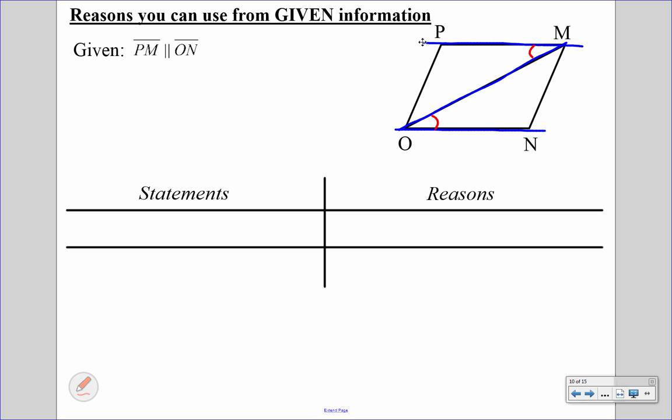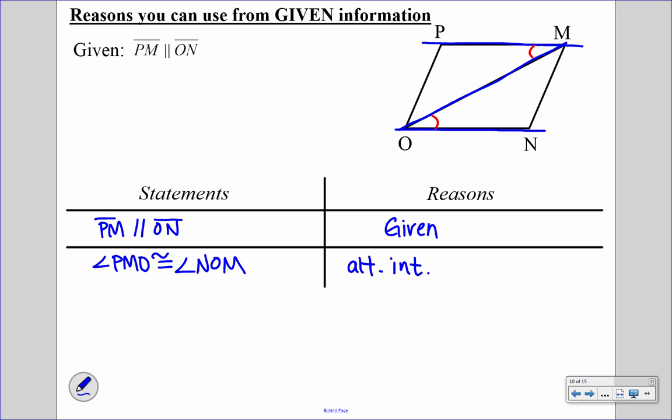So let's write this given statement down. PM is parallel with ON, and that's our given statement. And we can write down that angle PMO is congruent to angle NOM because of the alternate interior angles theorem. This one we haven't seen before, it's brand new, but whenever we have parallel lines, it gives us alternate interior angles that are congruent. So that's a new one.